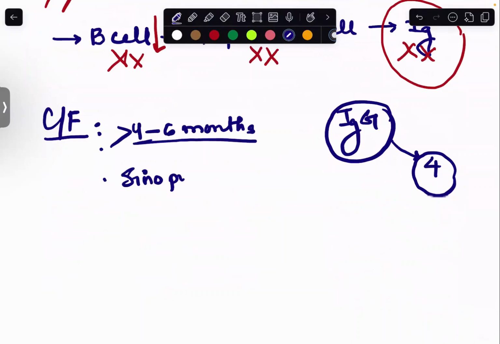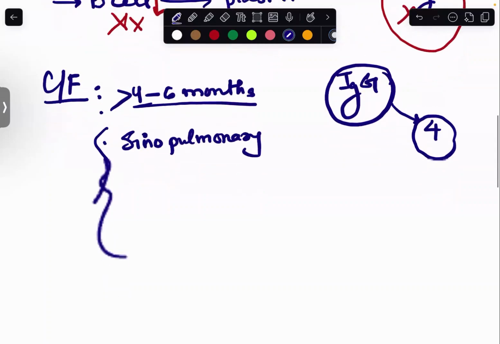What is meant by sinopulmonary infection? Mainly upper respiratory tract and lower respiratory tract infection. Meningitis, they can lead to from pneumonia. They can have a lot of things, everything from, say, an organism. What are the common organisms that cause this pulmonary infection in this child?